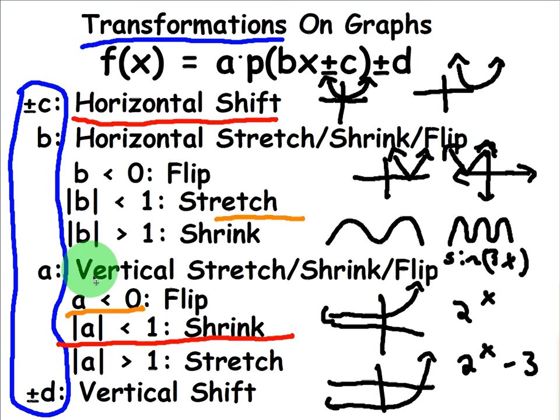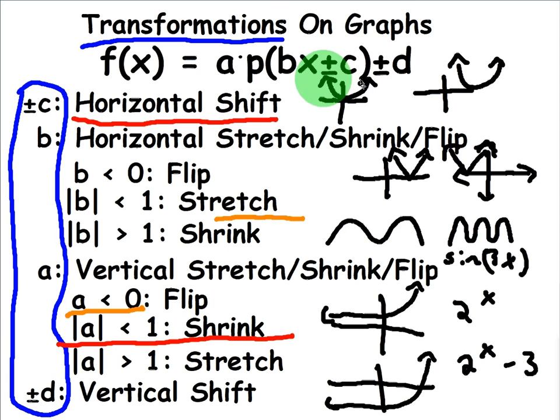Alright, next we're going to do a, vertical stretch, shrink, flip. If a is less than 0, it will flip. If the absolute value of a is less than 1, it will shrink. If the absolute value of a is bigger than 1, it will stretch. All you need to do is take your original y values and multiply them by a. That will give you the vertical stretch, shrink, or flip. And finally, if d is positive, it will shift up. If d is negative, it will shift down. And you will add or subtract d to those y values that you just multiplied by a.